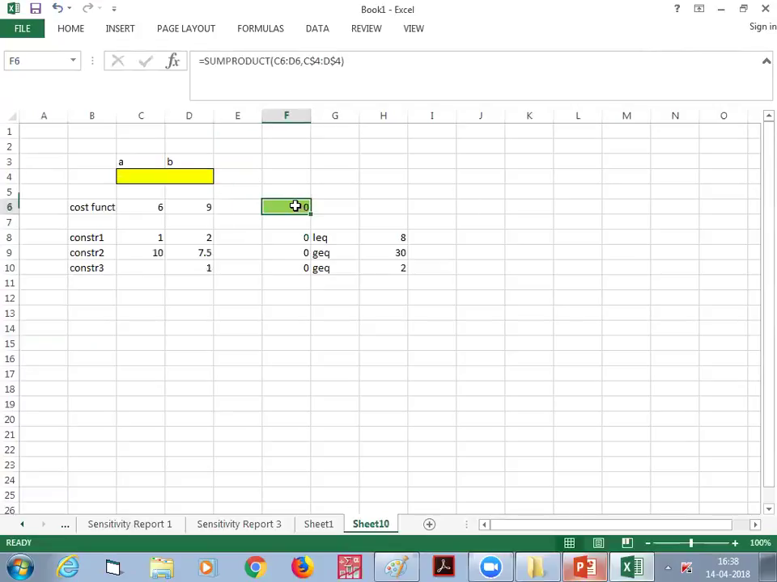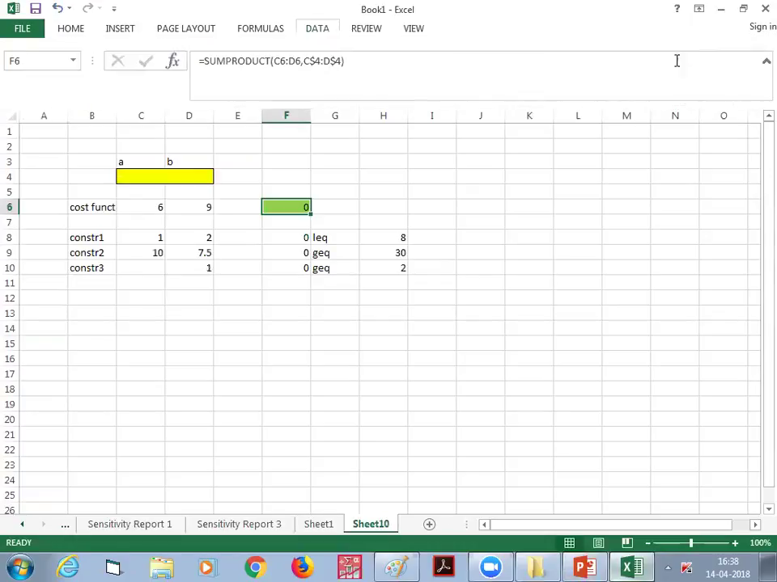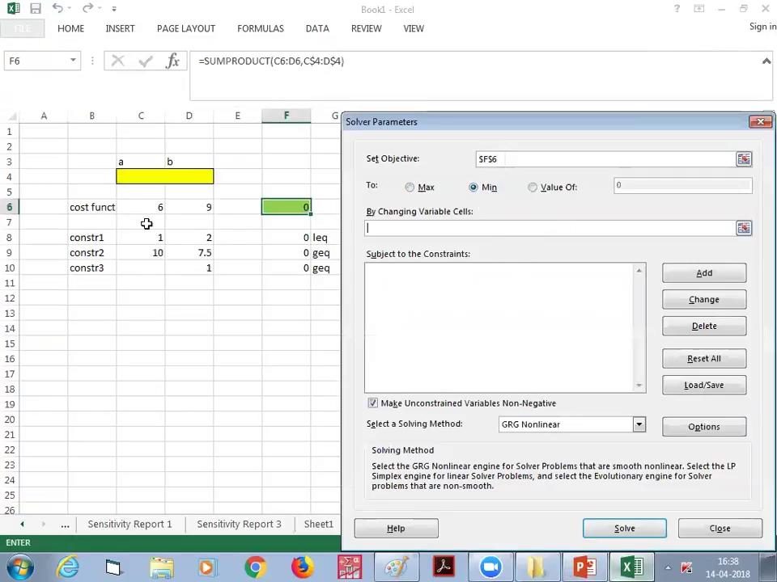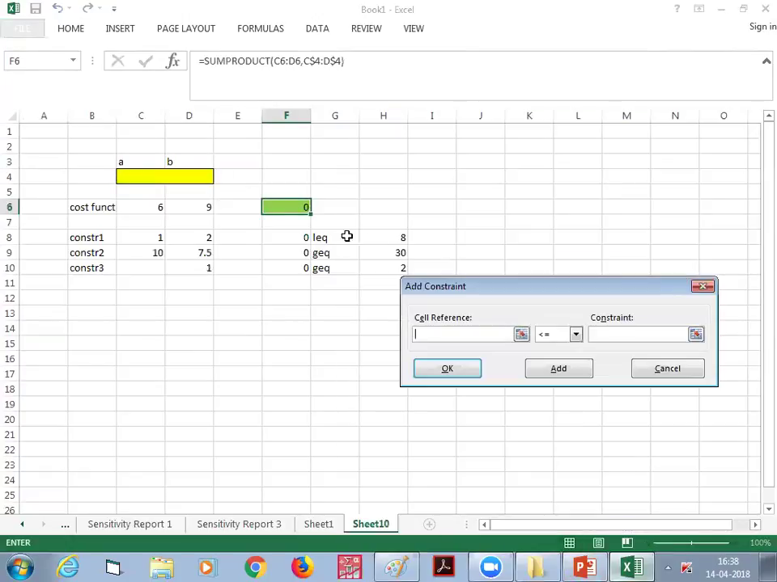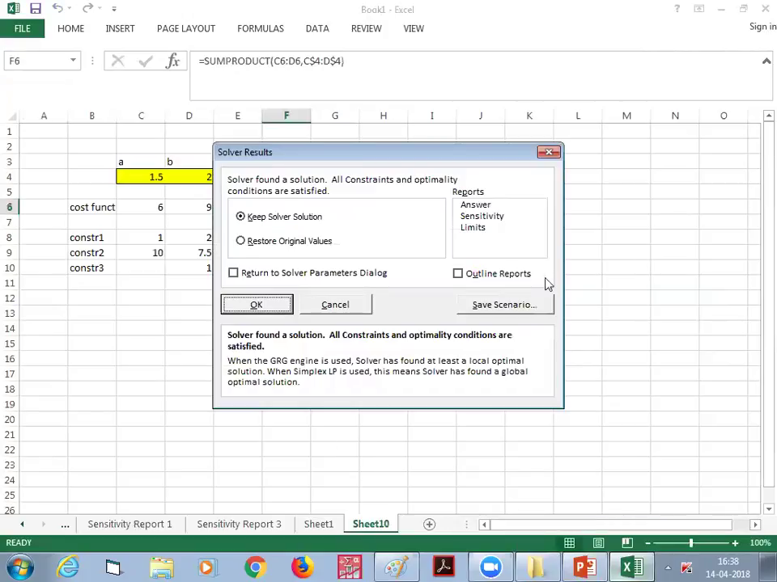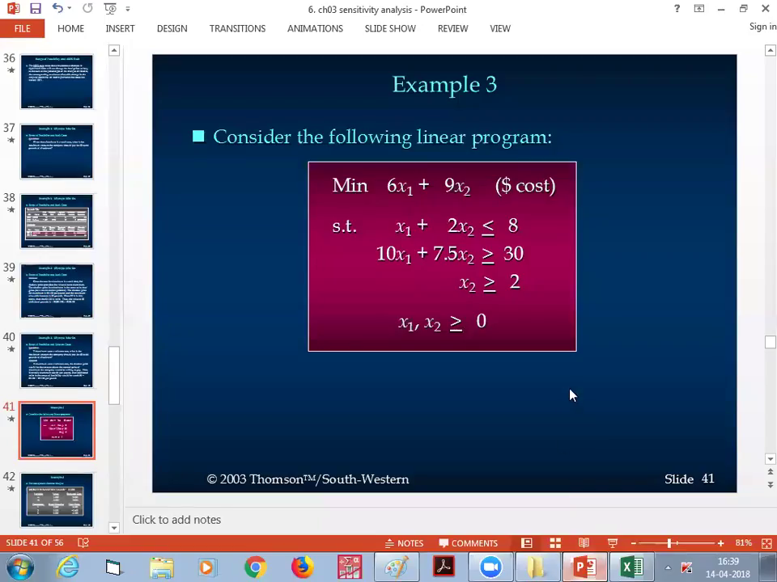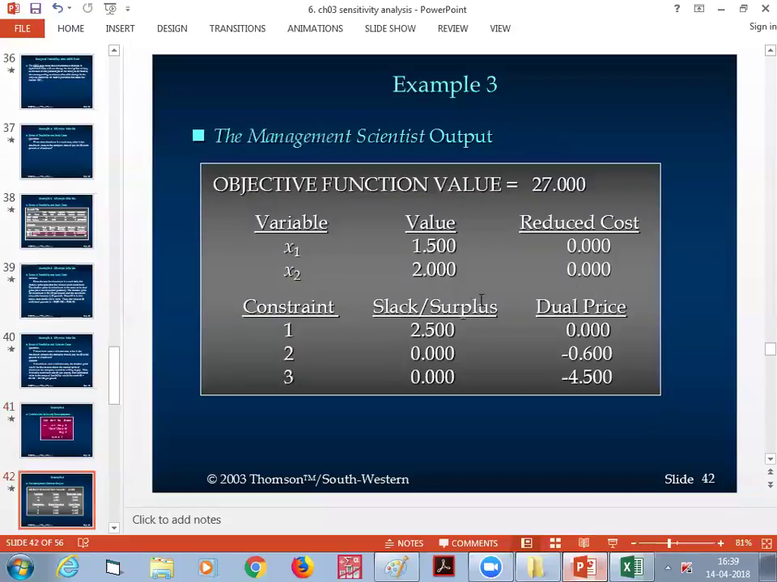Now let's see what this gives us. We're minimizing, subject to these. These are the variables. The first one is less than or equal to 8, and the second two are greater than or equal to these. All right. So our solution is 1.5 units of A, 2 units of B, whatever these constraints were. So here's 1.5.